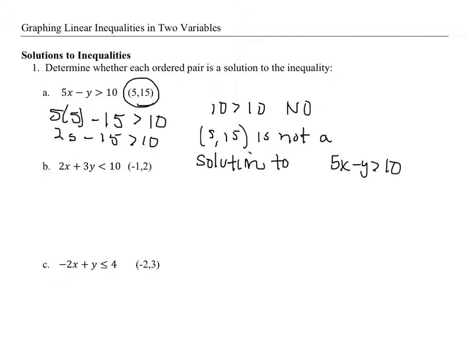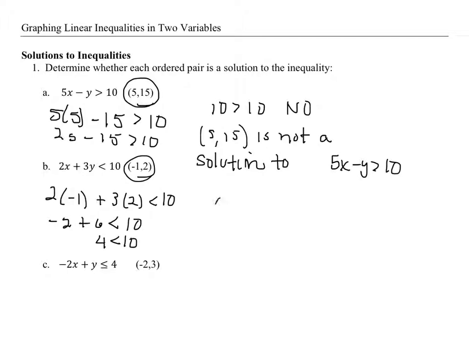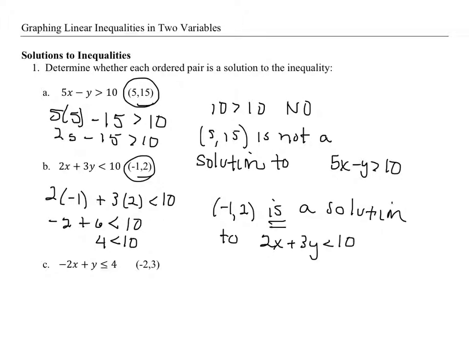Okay, there's my inequality. The next one, let's put in (-1, 2) into 2x plus 3y is less than 10. Two times negative 1 is negative 2, plus 6 is less than 10. Is 4 less than 10? Yes, it is. So (-1, 2) is a solution to the inequality 2x plus 3y is less than 10.